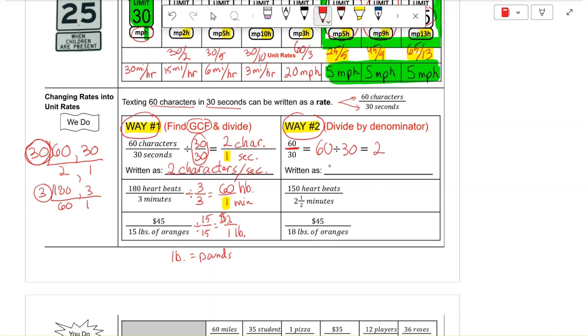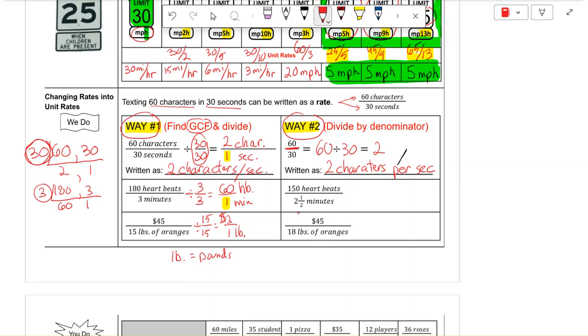And so all you have to do is 2 characters per second. 2 characters per second. This line right here means the per sign. Here's the per sign.